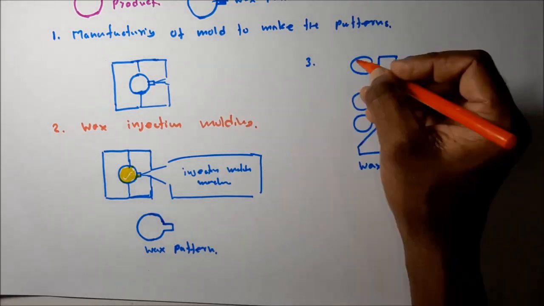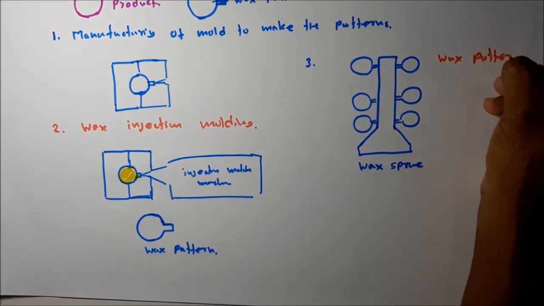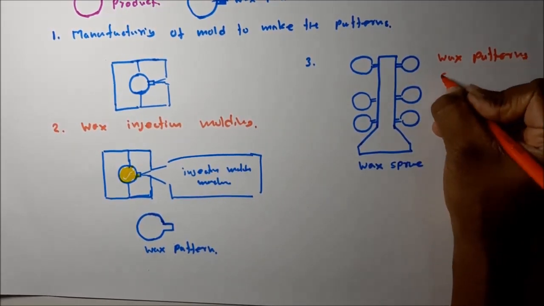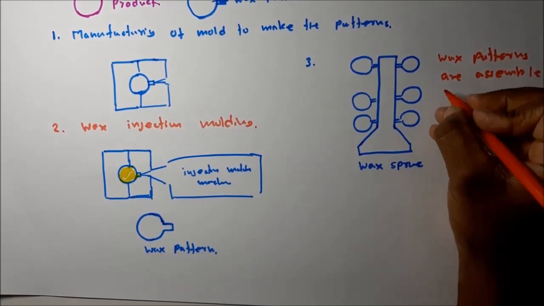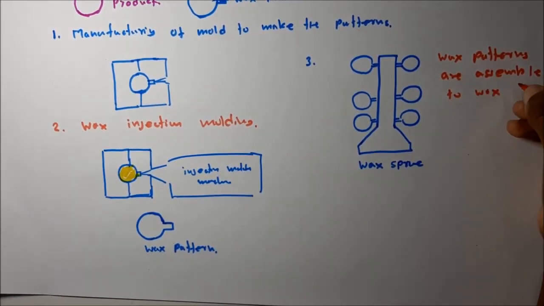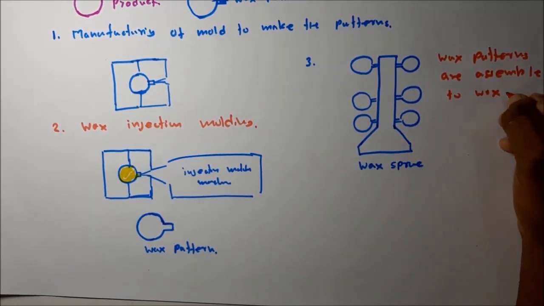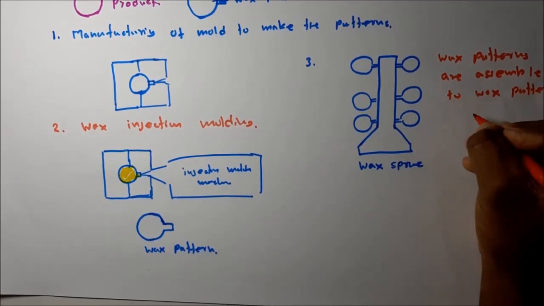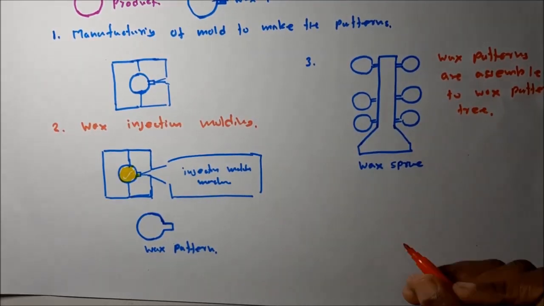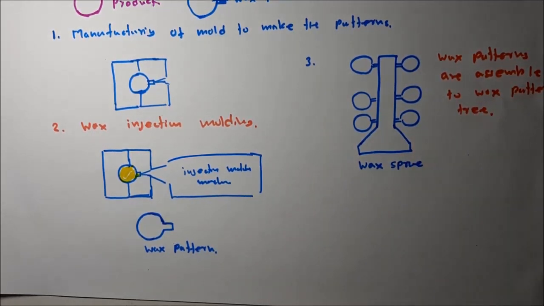I will write this step. Wax patterns are assembled to the wax sprue, which is also called the wax pattern tree. Okay, that is also called wax pattern tree or wax sprue. This is step 3.